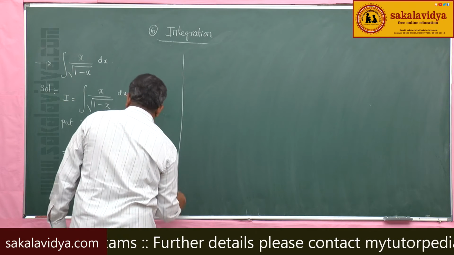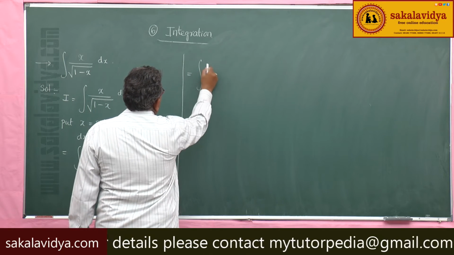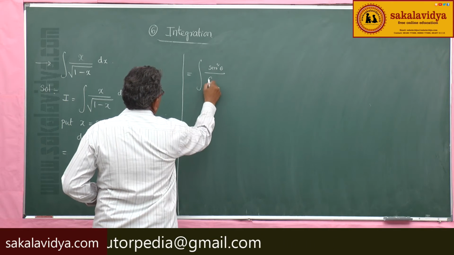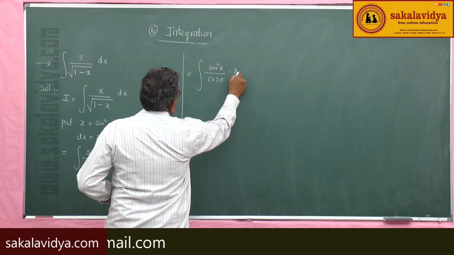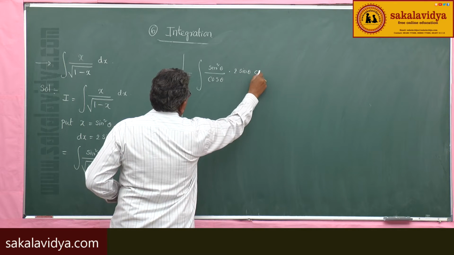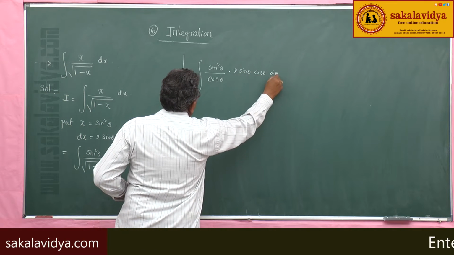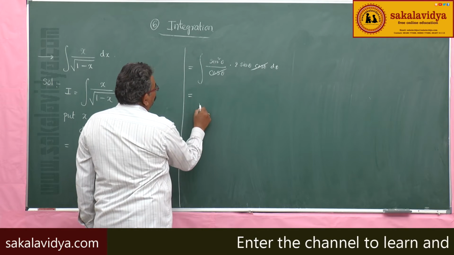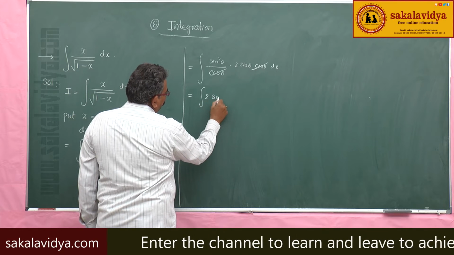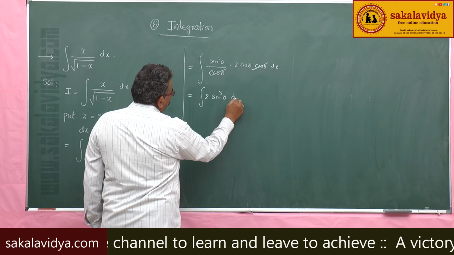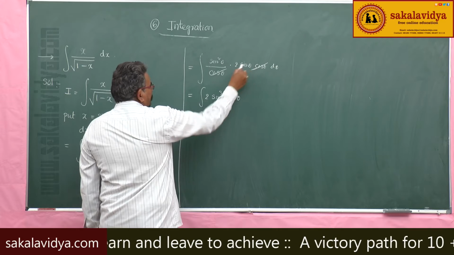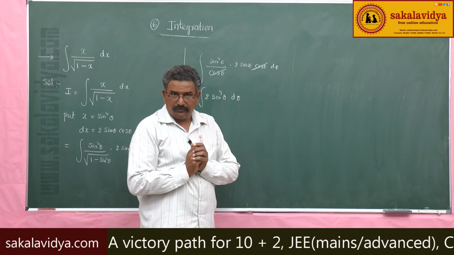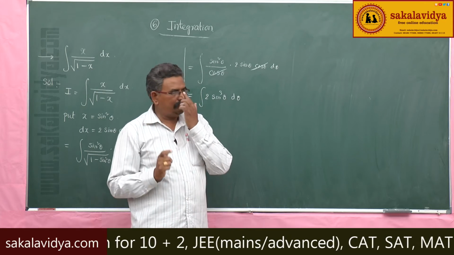So this is equal to integral sine square theta by cos theta into 2 sine theta cos theta d theta. These two cancel. This is equal to 2 sine cube theta d theta. Sine square theta into sine theta is sine cube theta. So now we have to substitute sine cube theta value.